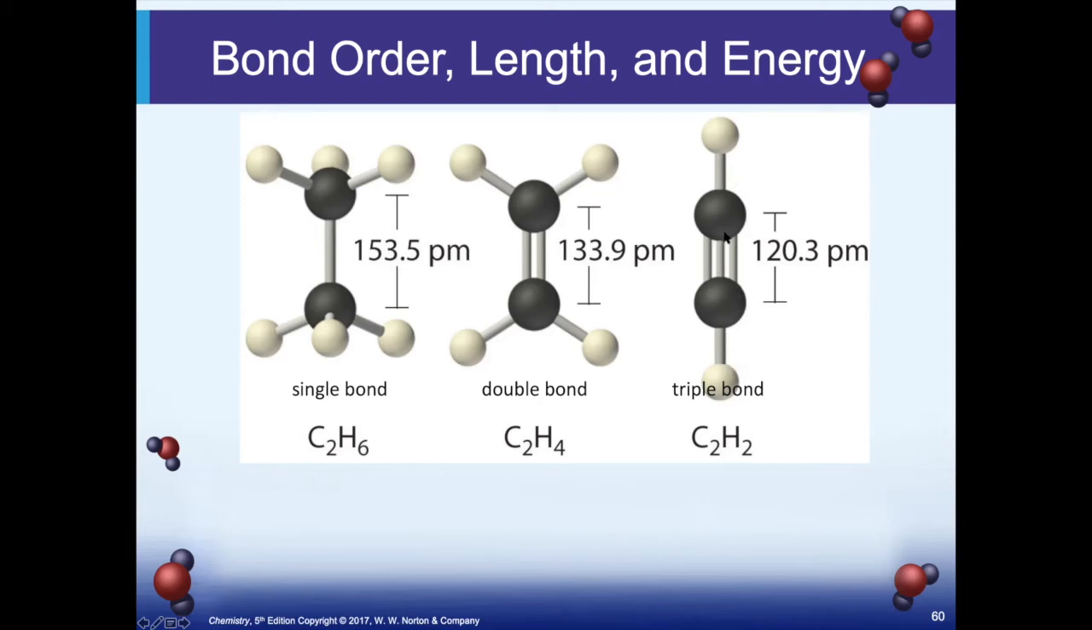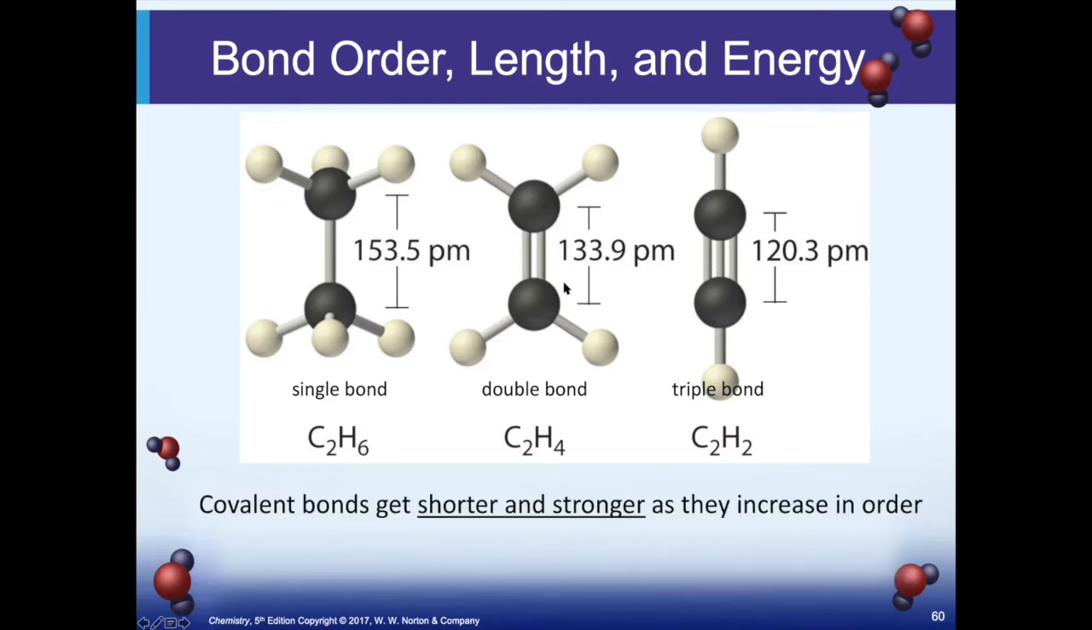So in this case, you've got a carbon-carbon triple bond, and it gets shorter. It went down to 120.3 picometers. Okay, and the other thing we're going to see is that as the bond order increases, we go from single to double to triple, not only does it shrink, but you're going to see that this bond gets stronger. So a double bond is stronger, harder to break than a single bond, and a triple bond is stronger, harder to break than a double bond. So that's the general rule. These covalent bonds get shorter and stronger as they increase in bond order.